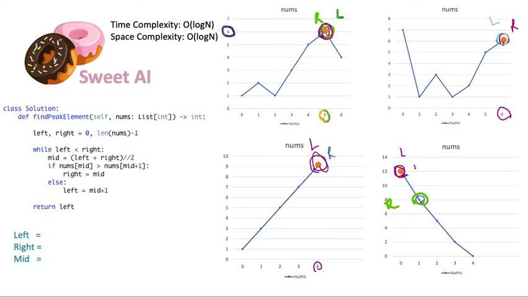This is the middle pointer that we have, and we are going to see if the middle pointer is bigger than the middle plus 1. It is, and we are going to update the right pointer, and the right pointer is here. Now the left pointer is not smaller than the right pointer, and this is the answer that we are going to return. The time complexity for this solution is going to be logarithmic, and the space complexity is logarithmic as well. Thank you.